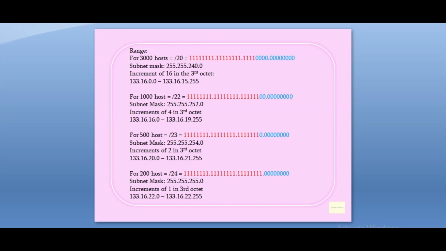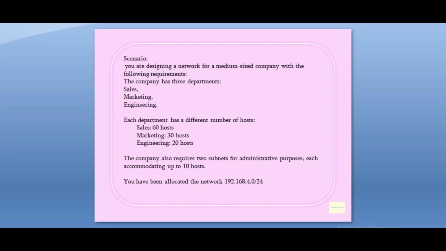In /24, the last network bit is in the third octet and on the value of 1 in the binary place value table. That means with increments of 1 in the third octet, we get a subnet. The network address for this subnet is the last subnet's broadcast address plus 1, which is 133.16.22.0. And for the broadcast address, add 1 to the third octet, which is 133.16.22.255. That's it.